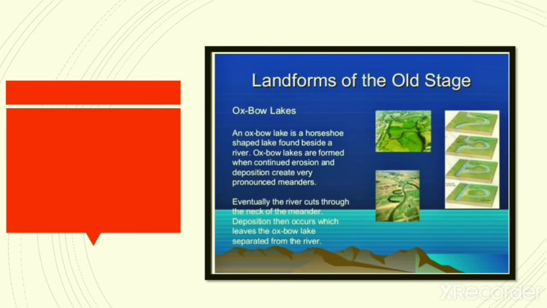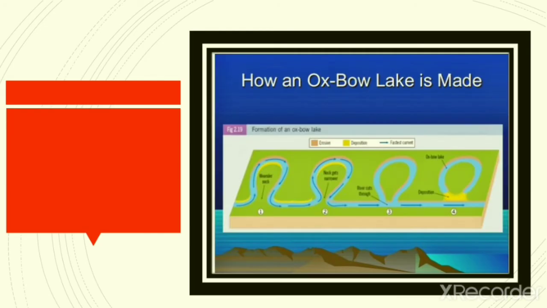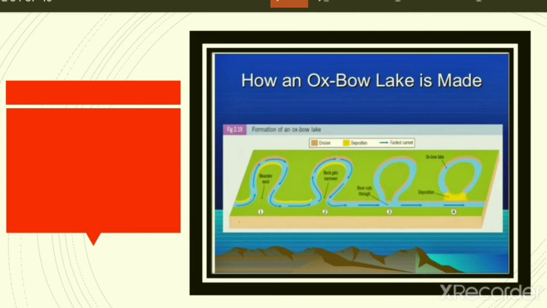Oxbow lakes. An oxbow lake is a horseshoe shaped lake found beside a river. Oxbow lakes are formed when continued erosion and deposition create very pronounced meanders. Eventually, the river cuts through the neck of the meander. Deposition then occurs, which leaves the oxbow lake separated from the river. How an oxbow lake is made. See diagram.